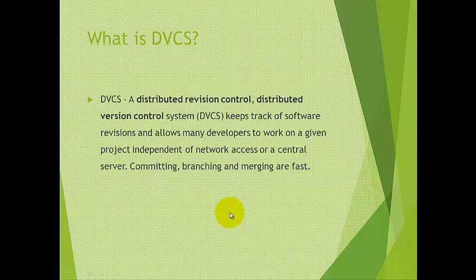So, what is distributed revision control or distributed version control system? It is a system that keeps track of the software revisions and allows many developers to work on a given project independent of the network access or a central server. Here, with the help of distributed revision control, committing, branching, and merging are very fast.